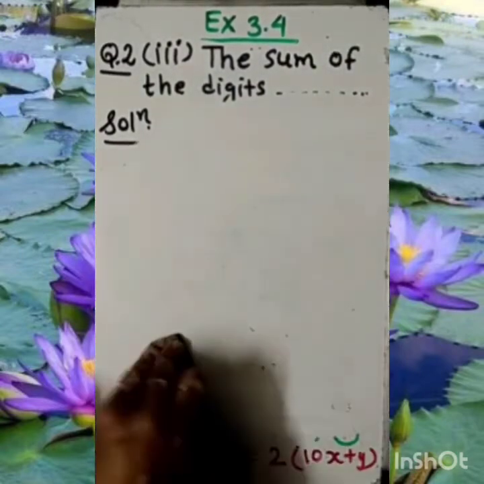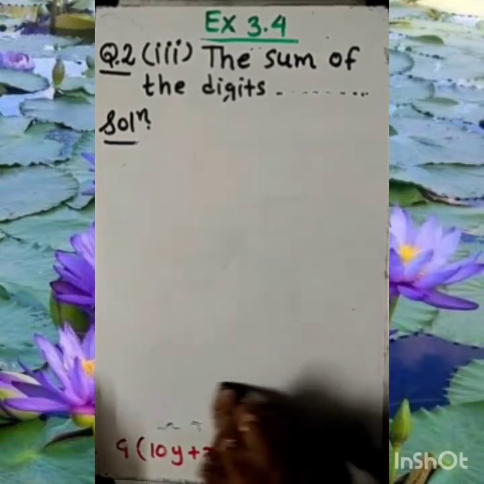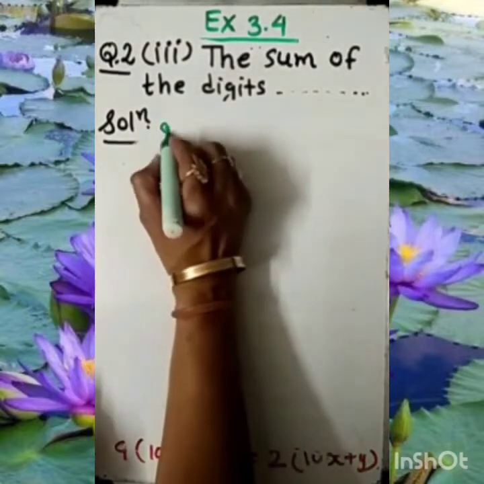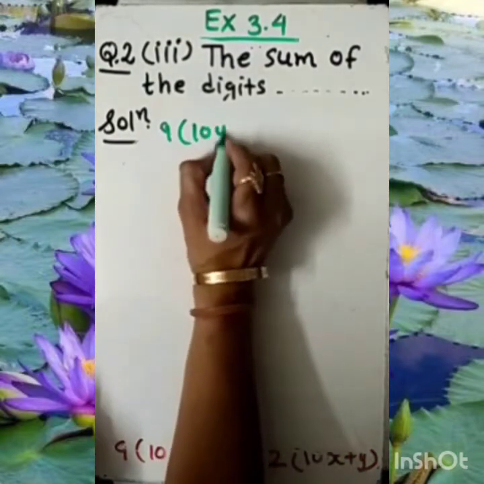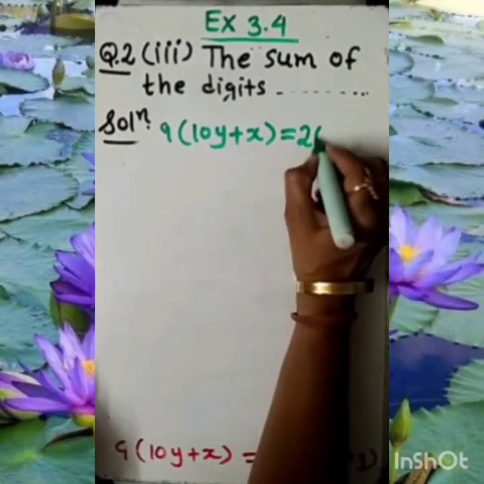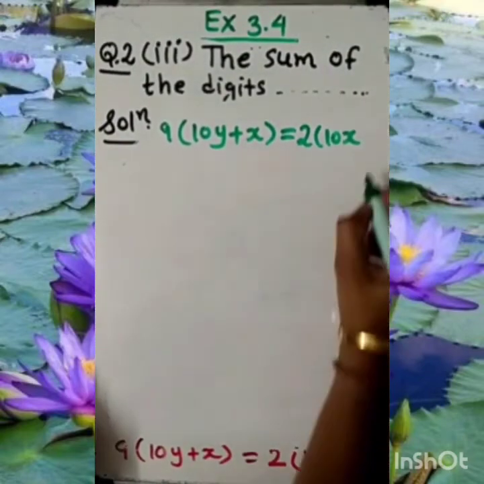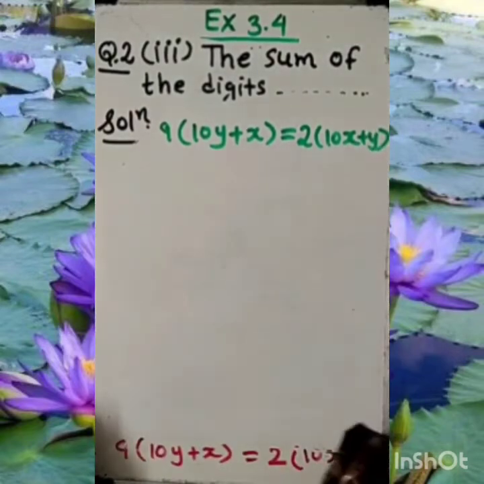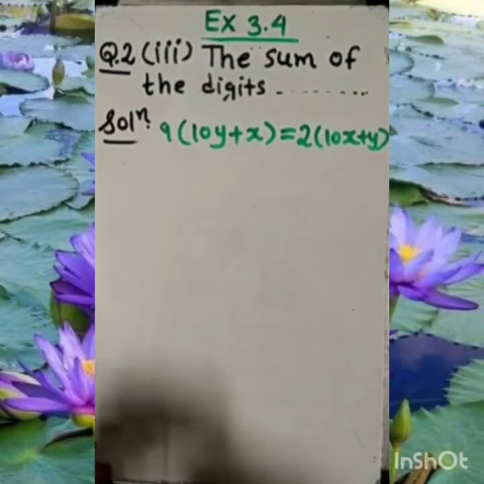Let's simplify. So this will become, let me write it again here, 9 into 10. Better I am writing and repeating this here, so it will be easy for us. This is our new equation. This is 10x and this is y. Okay. Now this is the new equation. So let's work out.